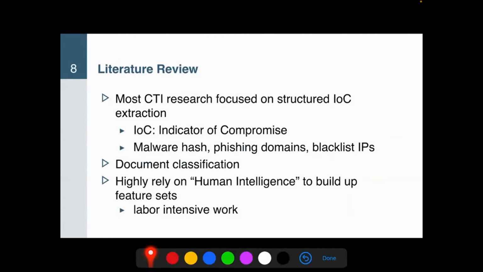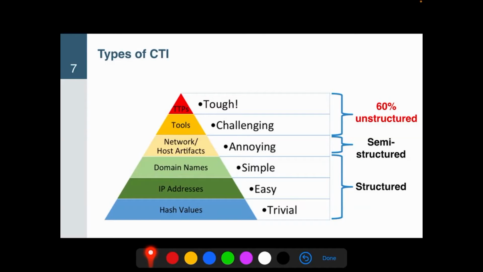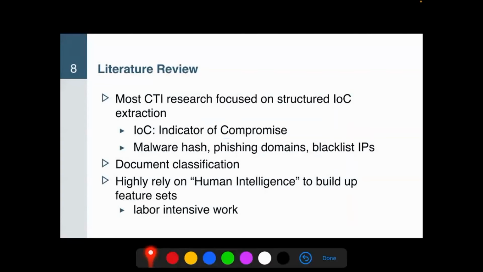And the thing is, we try to extract valuable information from unstructured information, which is tougher than extracting from structured information. But most CTI research focuses on extracting structured CTI, which means indicators of compromise, like malware hash, phishing domain, or blacklist.